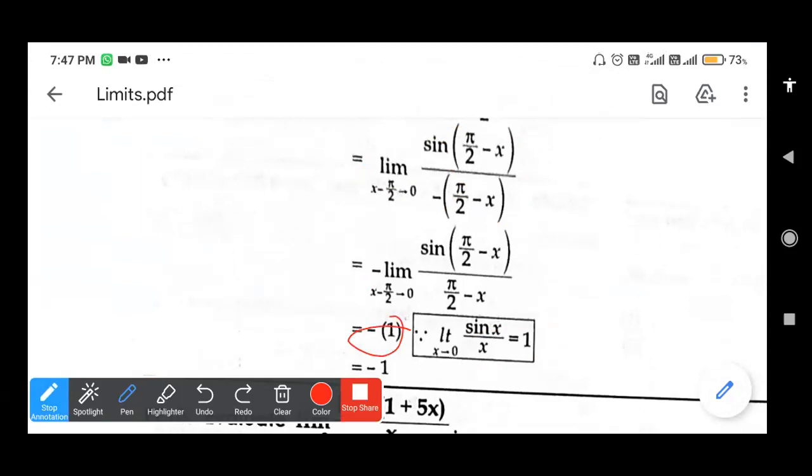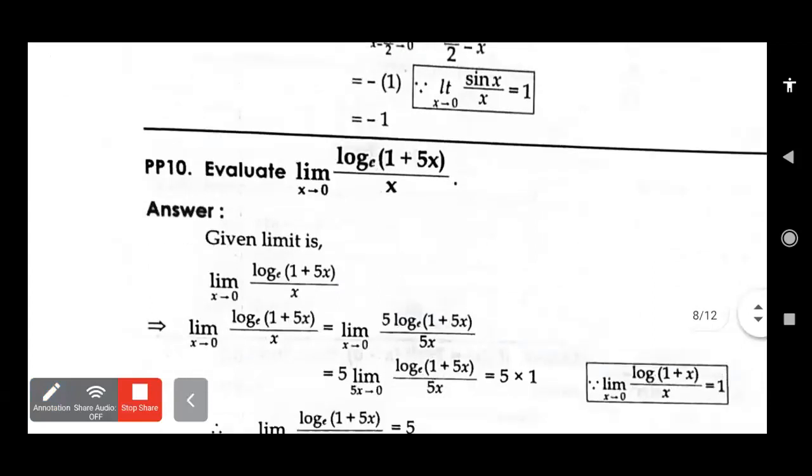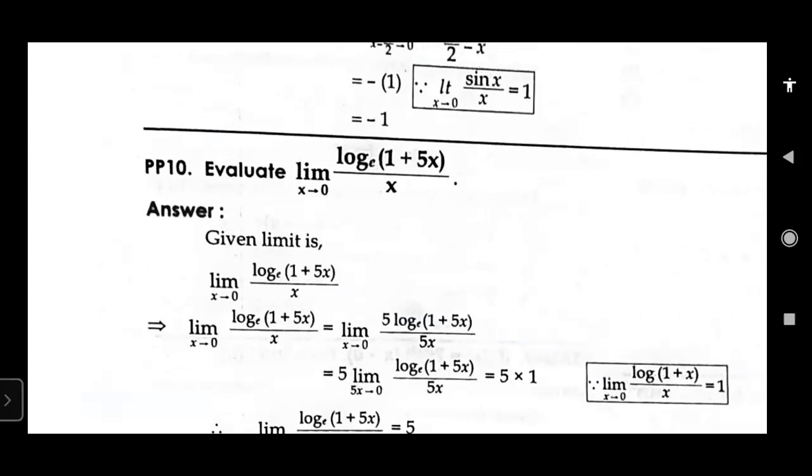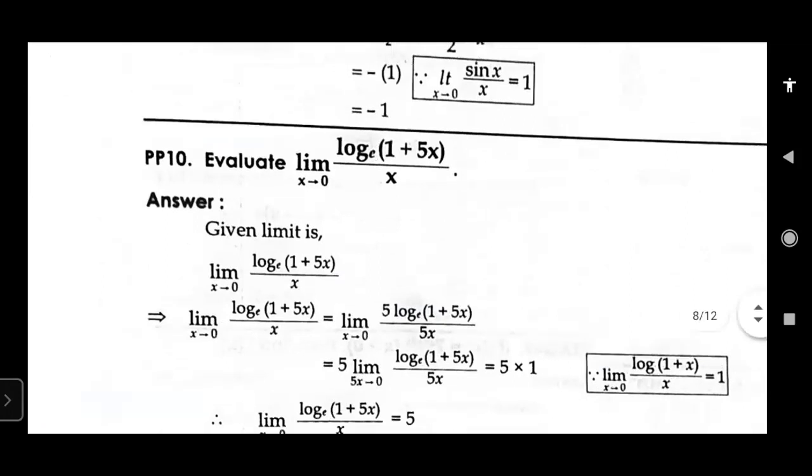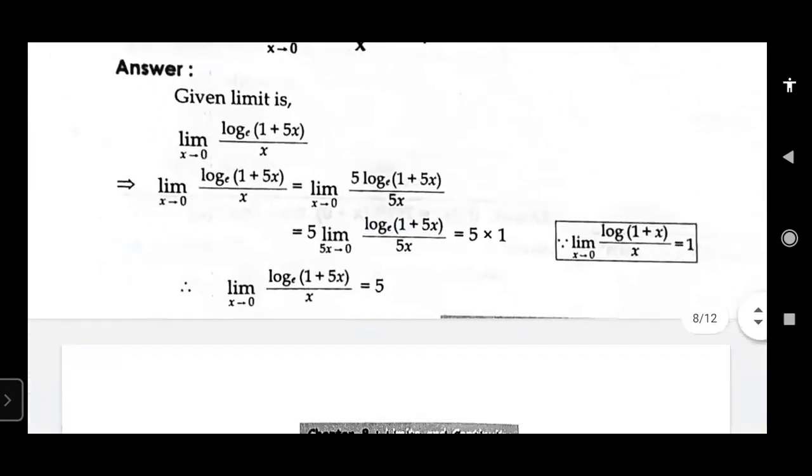Okay. Next question. Evaluate limit x tends to 0 of log 1 plus 5x by x.